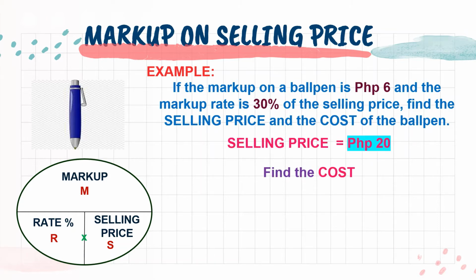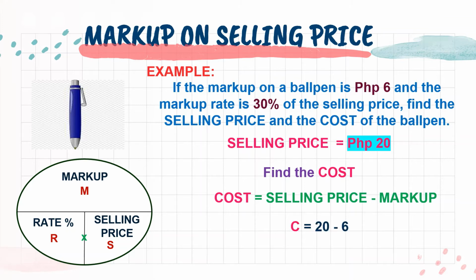Find the cost. Selling price minus markup. The selling price is 20 minus 6 pesos, the markup price. So the answer is, cost is equal to 14 pesos.